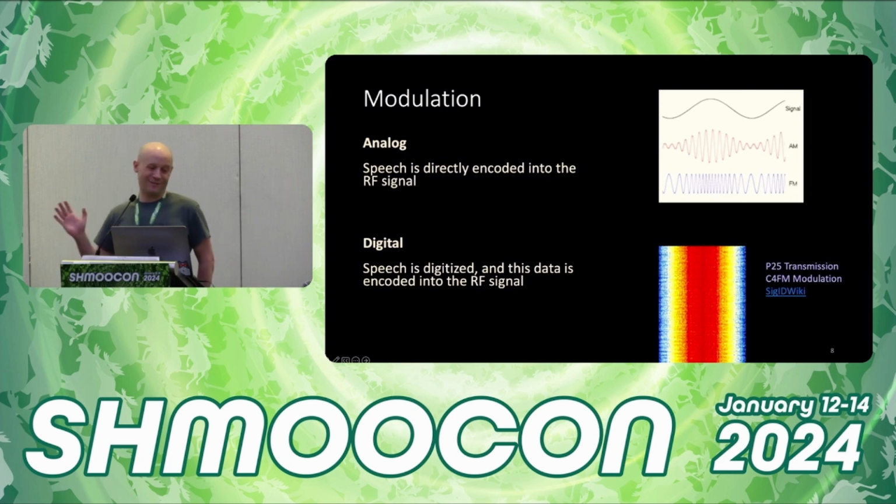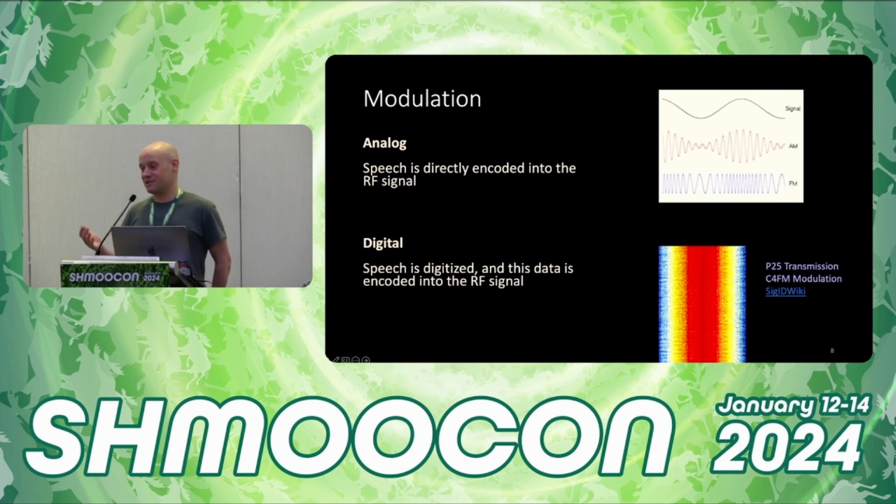And I'm not going to dive too much into this, but you have analog and digital systems. Analog systems are where the speech is directly encoded into the RF signal. With a digital system, first you go through a vocoder, which translates it into those ones and zeros.